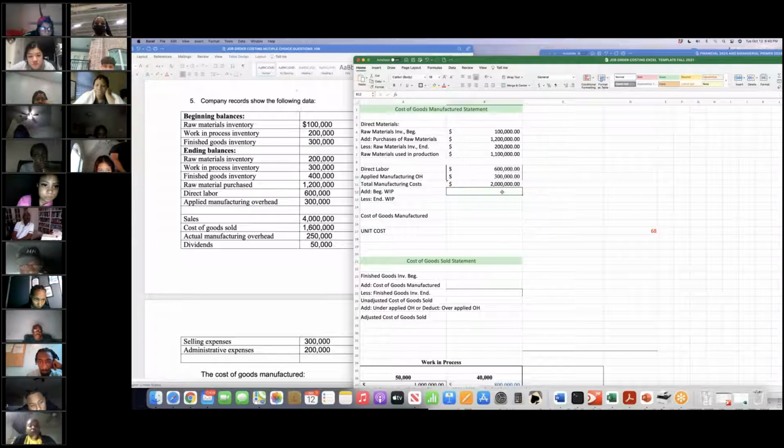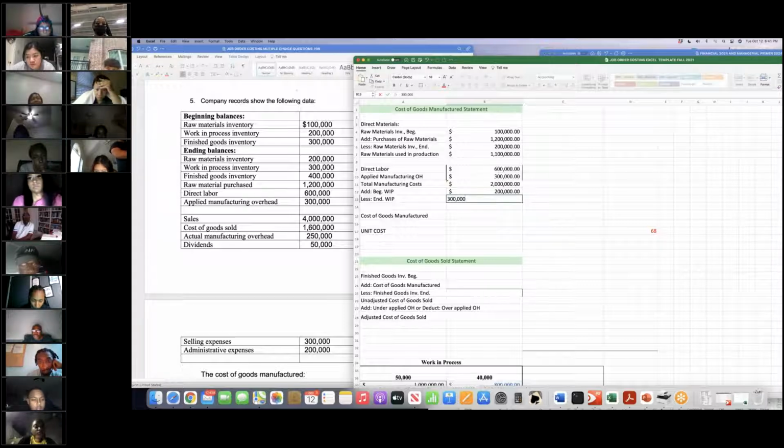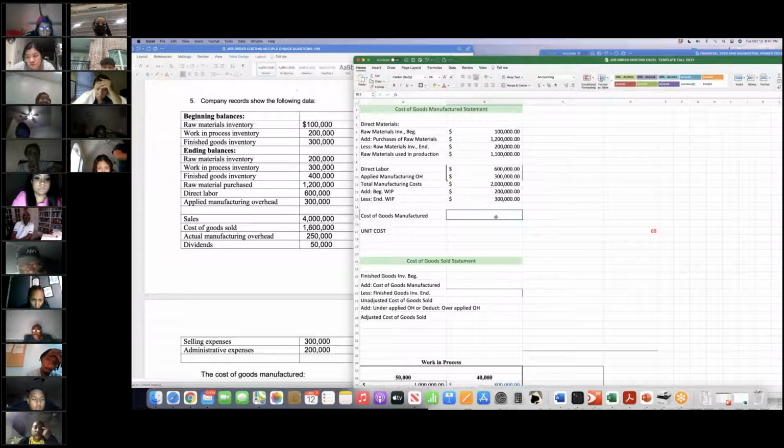What's on the next line? Is it work in process inventory beginning, 200,000? That's correct. Ending is 300,000. So what was our cost of goods manufactured? 1.9 million.